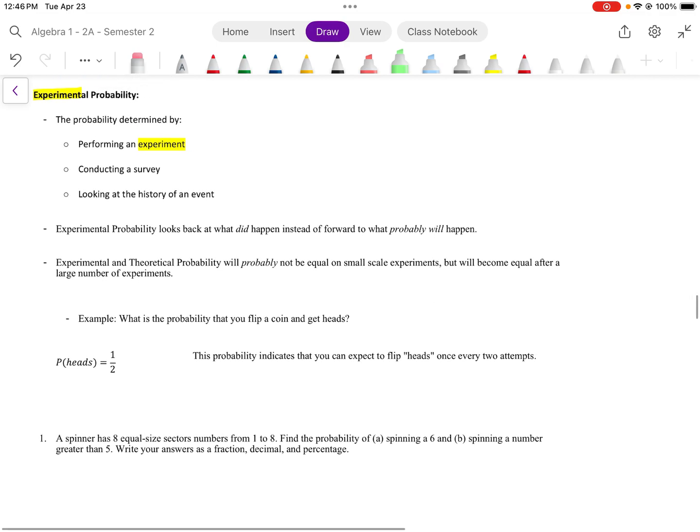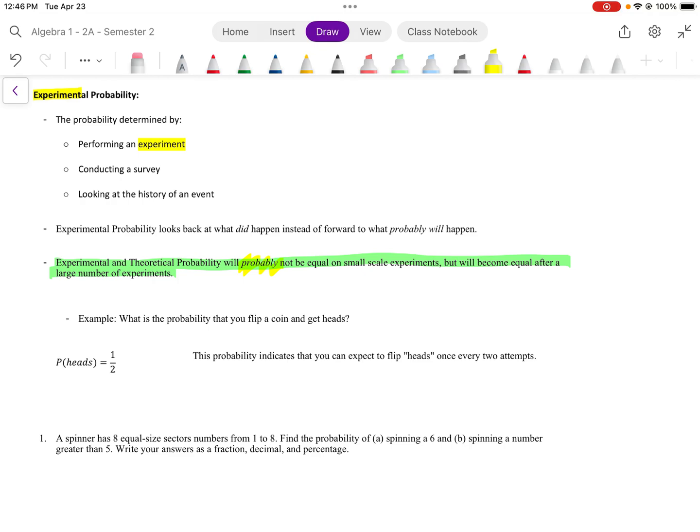The next bullet point is one that I'm going to highlight because it seems odd. It says experimental and theoretical probability will probably not be equal on small scale experiments. What that means is, if I flip a coin, I have a probability of 1/2 of getting heads. If I flip the coin 10 times, the theoretical probability says that I should get 5 heads and 5 tails. You might get 6 heads and 4 tails. You could get 2 heads and 8 tails. They don't have to exactly equal 1/2.